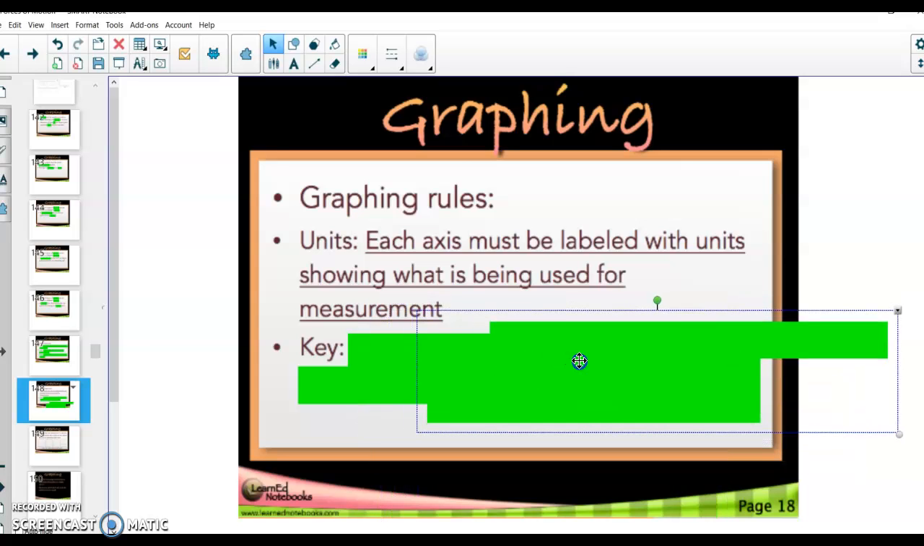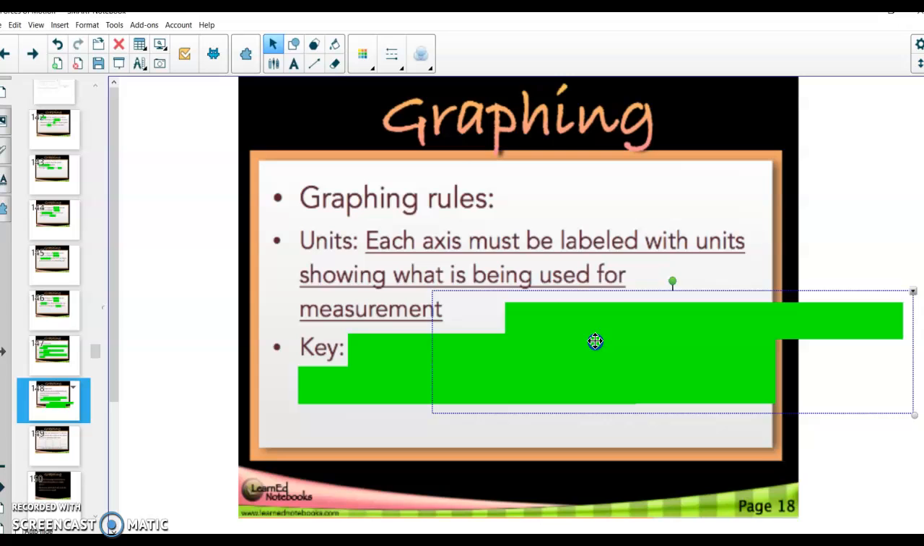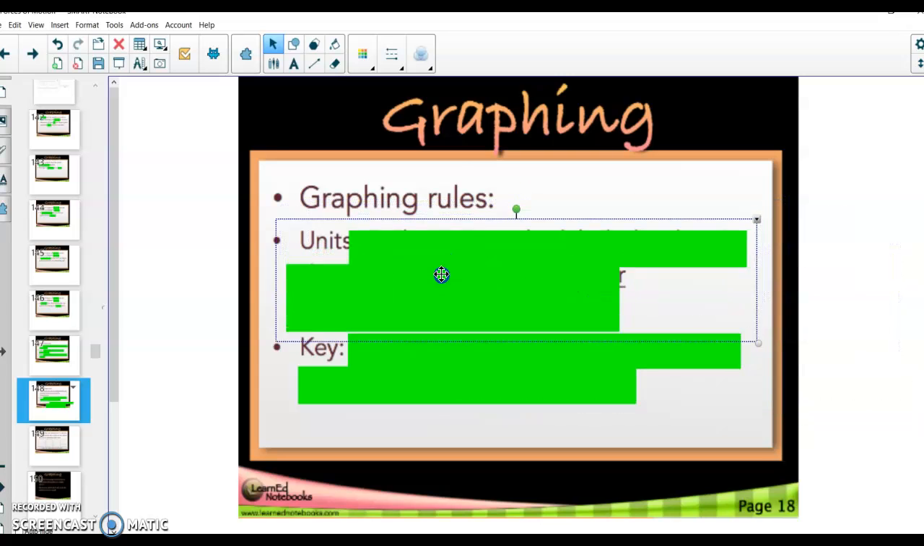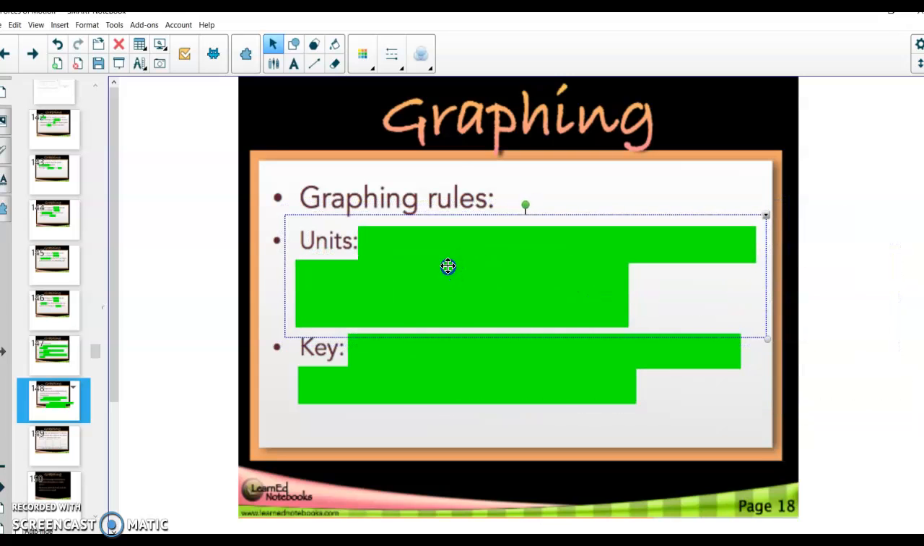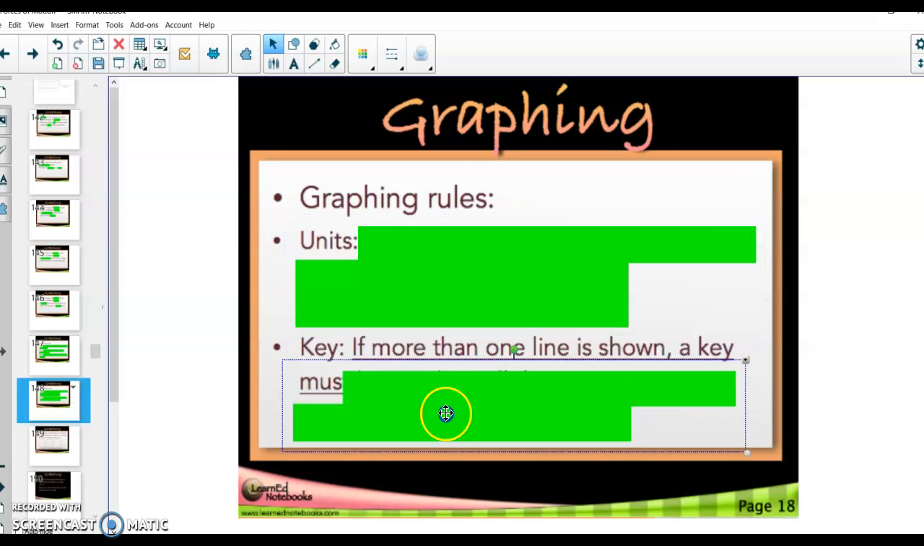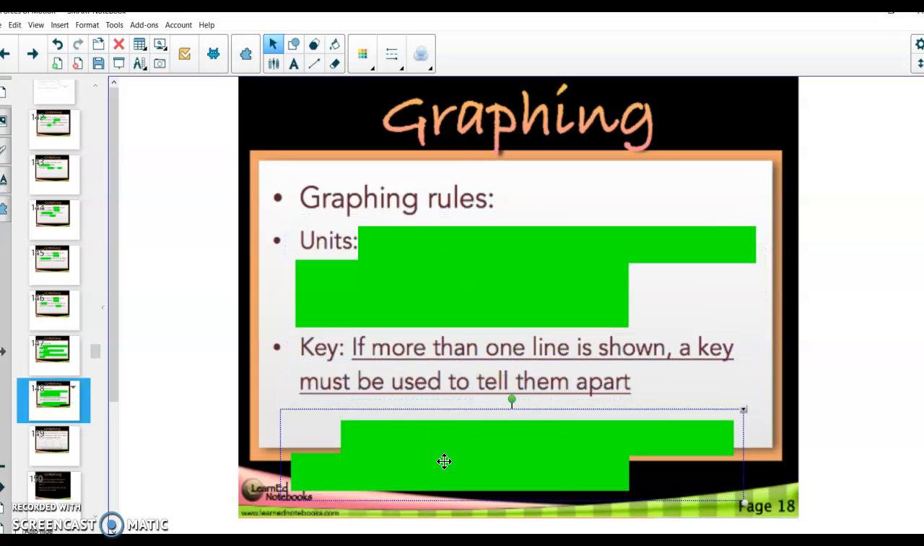I'm going to put this back, so if you need to pause now for that one, please do so. Key. If more than one line is shown, a key must be used to tell them apart. So you may use a dashed line on one, you may use a solid line on another, or if you're going to use colors, that is fine too. The blue line may represent one thing, and a green line may represent something else.